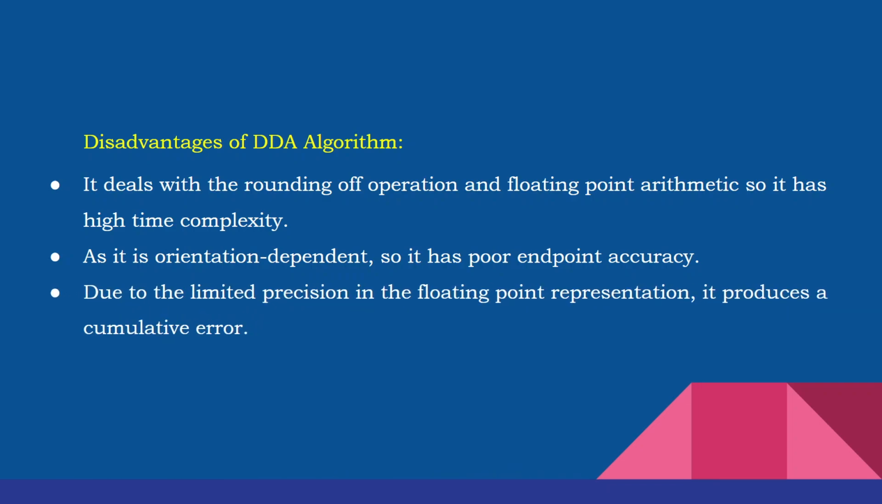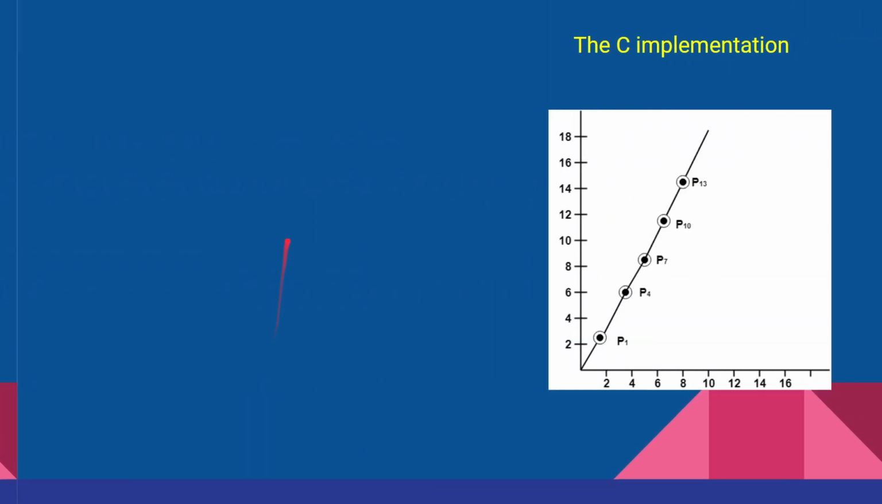And then due to limited precision of the floating point representation, it produces a cumulative error. As we are adding these values again and again, this error is cumulative, meaning it is added up for every pixel. So it will give some relative error, which is very noticeable. So that's all the steps.